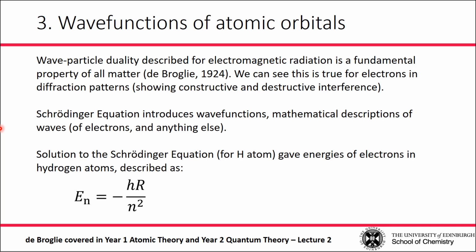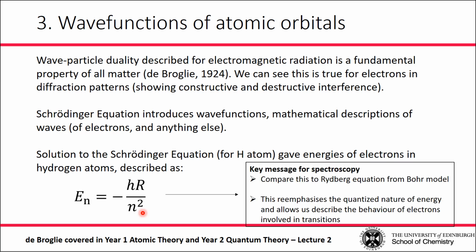The Schrödinger equation introduces mathematical descriptions of these waves, and its solutions for the hydrogen atom, described in much more detail in the quantum theory course, again shows us that energy is quantized, depending on the number n. Note the similarity of this equation to the Rydberg equation derived from the Bohr model. For us in spectroscopy, this re-emphasizes the quantized nature of energy and allows us to describe the behavior of electrons involved in transitions.